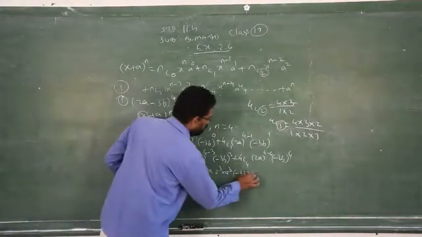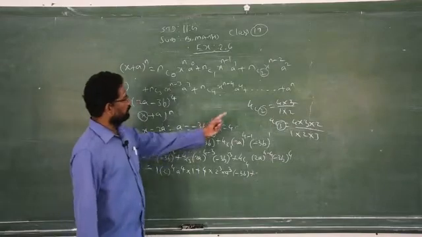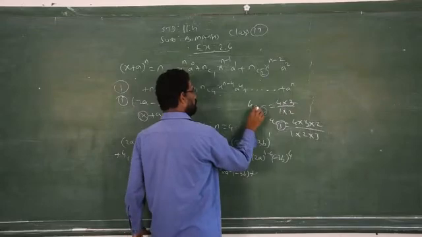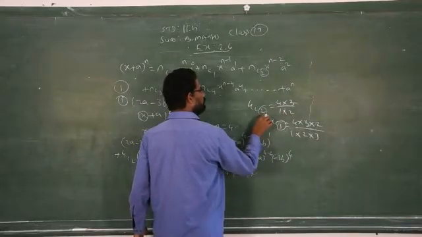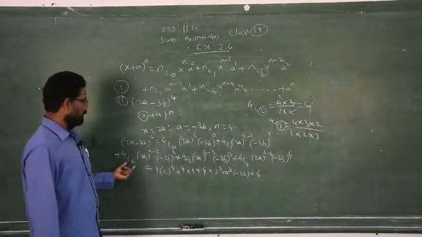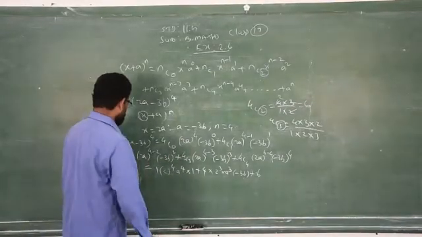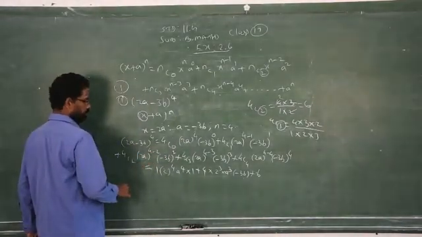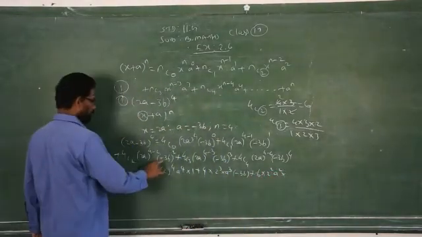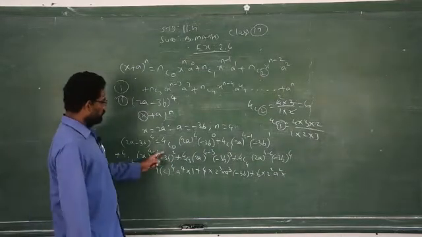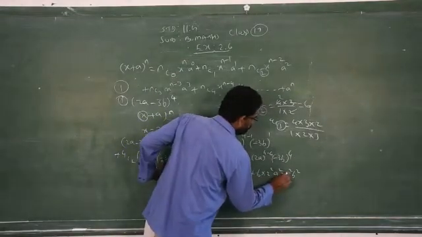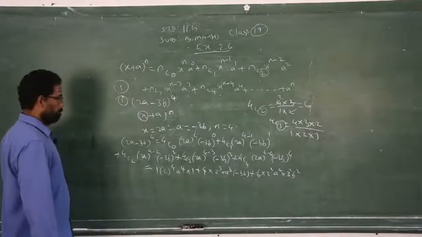Next, plus 4C2. What is 4C2? You write two numbers in the numerator in descending order from 4, and in the denominator 1 and 2. So you will get 6. 4C2 is replaced by 6. 2a power, 4 minus 2, what will come? 2. So how do you write? 2 square a square into (minus 3b) whole square. When you square a negative number, it is always positive. So it becomes 3 square b square. Clear?